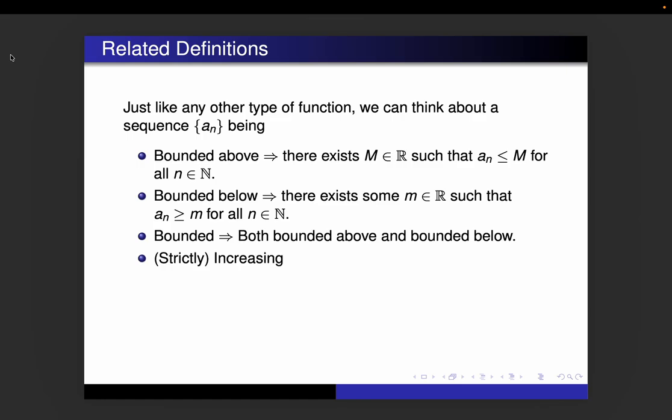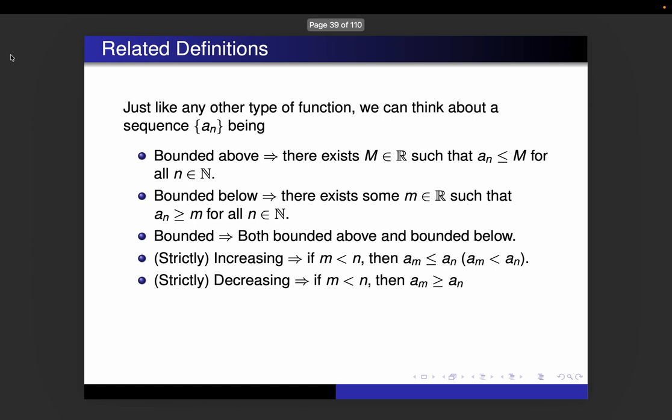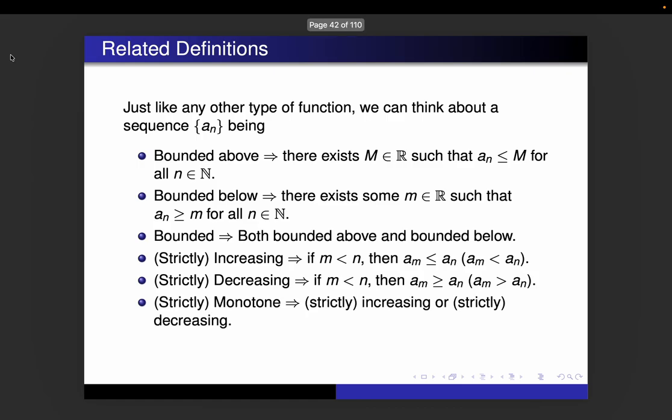We can talk about increasing, which means if m is less than n, then a sub m is less than or equal to a sub n. And if it's strictly increasing, it's a sub m is less than a sub n. If it's decreasing, we get if m is less than n, then a sub m is greater than or equal to a sub n. And if it's strictly decreasing, it's a sub m greater than a sub n. Monotone just means it's either increasing or decreasing. We love increasing sequences. We love decreasing sequences. Monotone sort of puts those two concepts together.